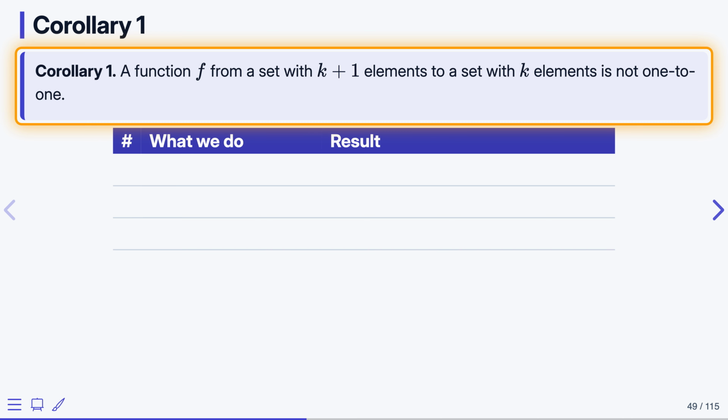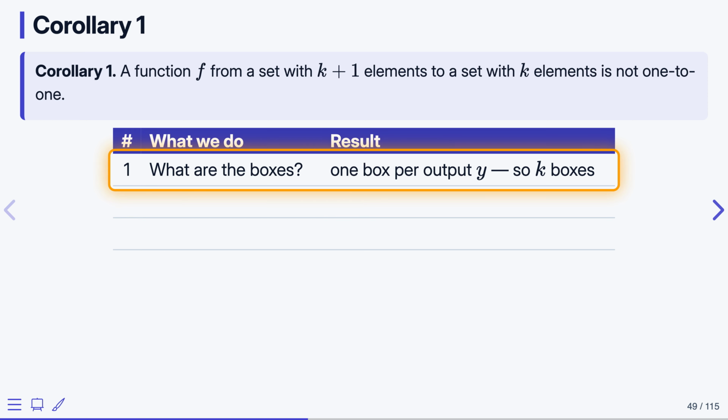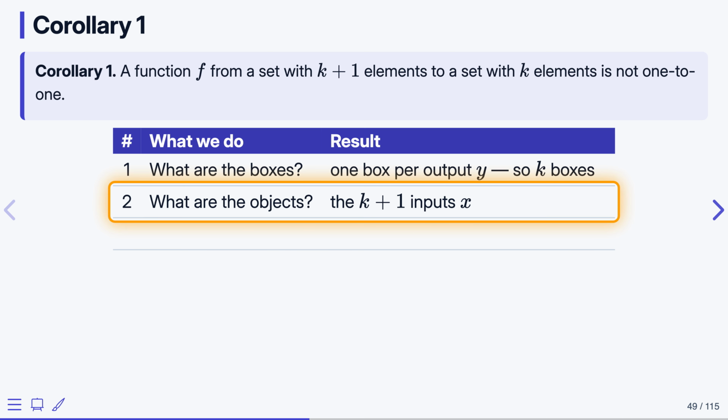Now a result about functions. Suppose f maps a set of k plus 1 elements into a set of only k elements. Then f cannot be one-to-one. Step 1. Pick the boxes. Make 1 box for each possible output. While there are k outputs, we have k boxes. Step 2. Pick the objects. The objects are the k plus 1 inputs.